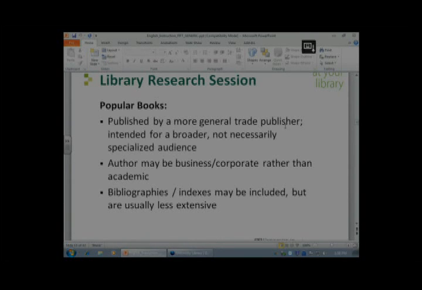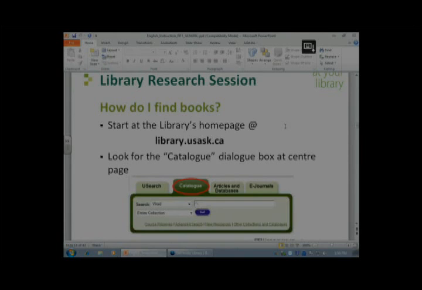The bibliographies and indexes might be there. It's not written in stone as it would be on the academic side, but they're usually less extensive. The indexing may go at a far shallower level into the book than on the scholarly side. The bibliographies, the research that went into it, may not be as in-depth either. So some differences there to think about.